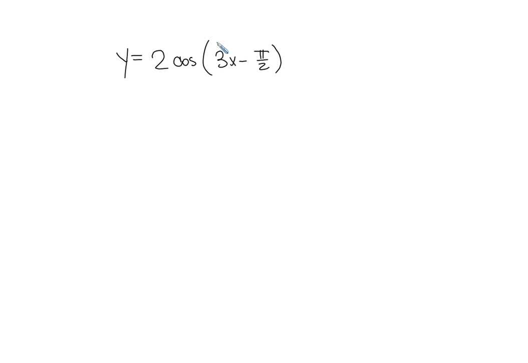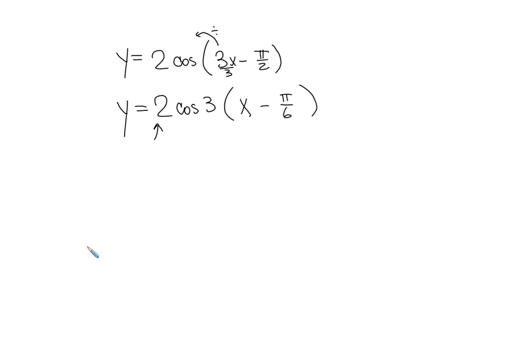And the way that you see that is you factor the 3 out. So you need to change this into y equals 2 times cosine of 3 parentheses. Remember, when you factor something out, putting it back is multiplying, so factoring it out is dividing. So when you divide this by 3, you get x like we want it. When you divide this by 3, the 3 goes in the denominator and makes this pi over 6.